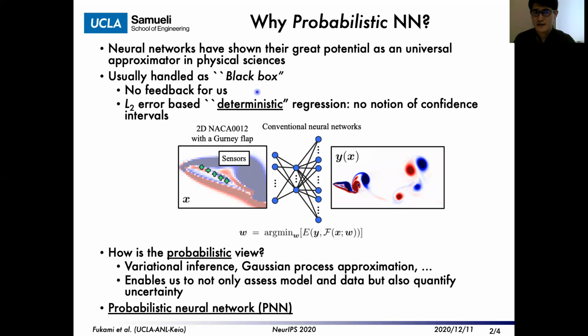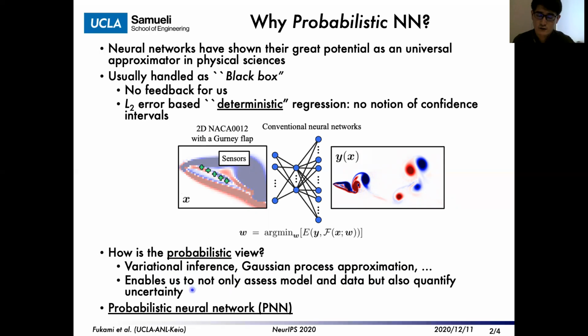One of the reasons is that usually neural networks are optimized through L2 error-based minimization, which causes a deterministic regression. I mean, there is no notion of a confidence interval of its estimation. So today, let us focus on this probabilistic view, because recently variational inference and Gaussian process approximation have shown great potential thanks to this probabilistic manner, and this idea also enables us to not only assess the model but also perform uncertainty quantification.